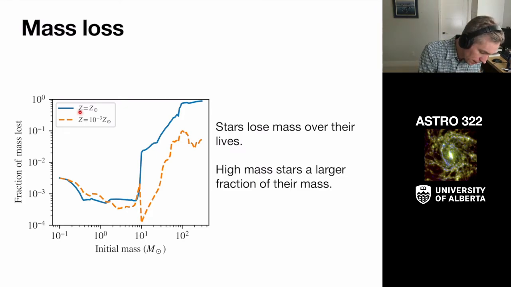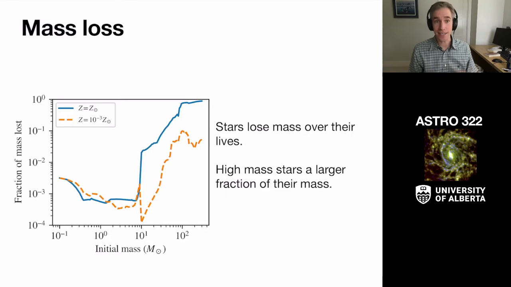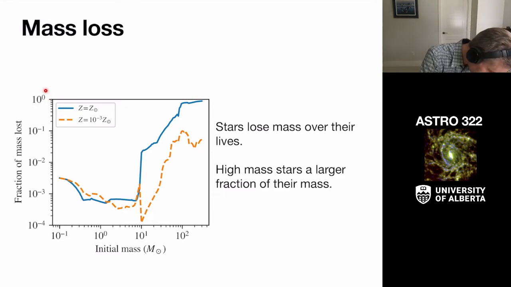So what we have here in the blue line is the mass loss for a regular solar metallicity star. And here, opacity ends up being something that allows it to trap radiation and get pushed off more effectively. And so what this means is that high metallicity high mass stars lose a lot of their mass. And you notice that this is one up here.